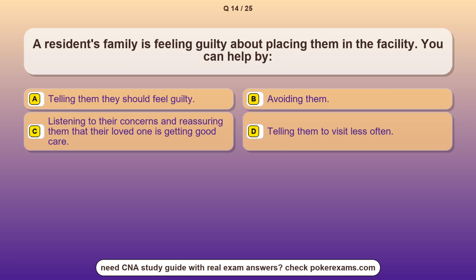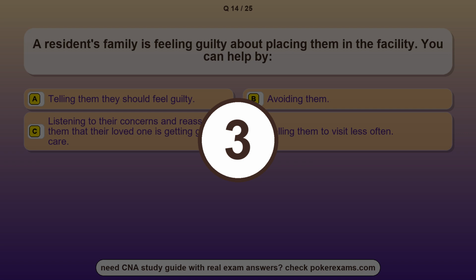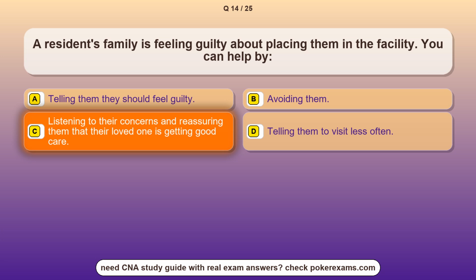Question 14. A resident's family is feeling guilty about placing them in the facility. You can help by option A, telling them they should feel guilty. Option B, avoiding them. Option C, listening to their concerns and reassuring them that their loved one is getting good care. Option D, telling them to visit less often. The correct answer is option C, listening to their concerns and reassuring them that their loved one is getting good care.